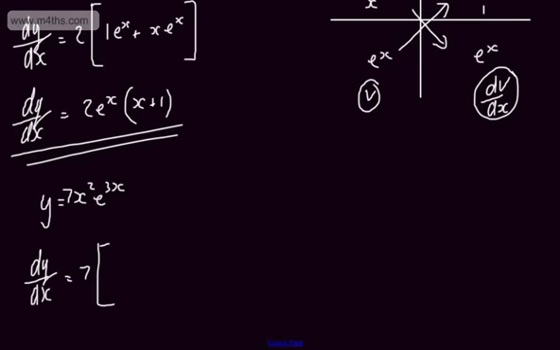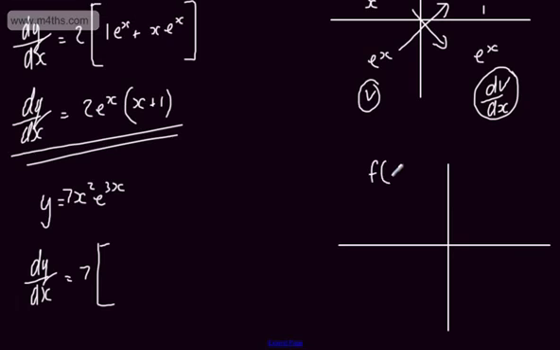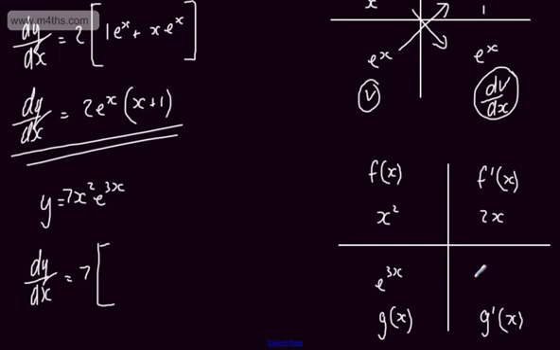So setting up my table, and again you can decide whether you want to use this or not. What we'll do this time is use function notation. So what we'll say then is f of x will be equal to x squared, so the derivative f dashed of x is going to be 2x. If we take g of x, g of x is e to the power of 3x. Using the chain rule, we can say g dashed of x is going to be 3e to the 3x.